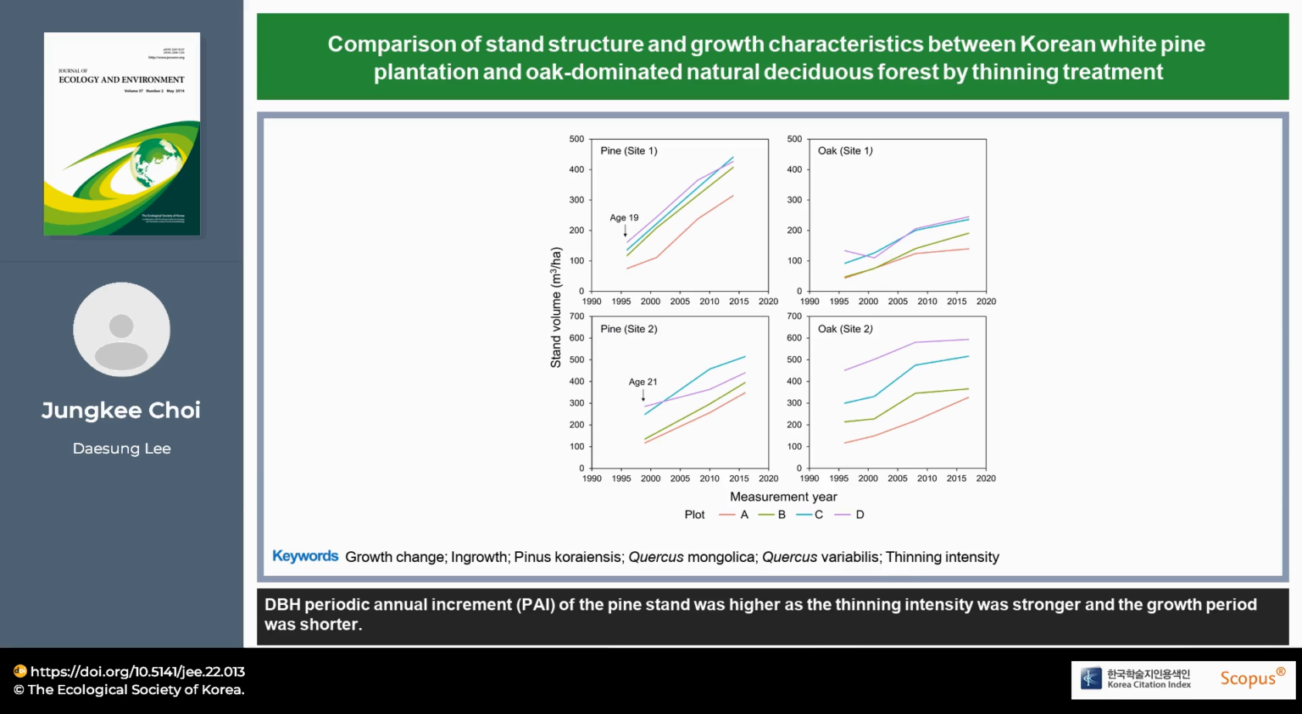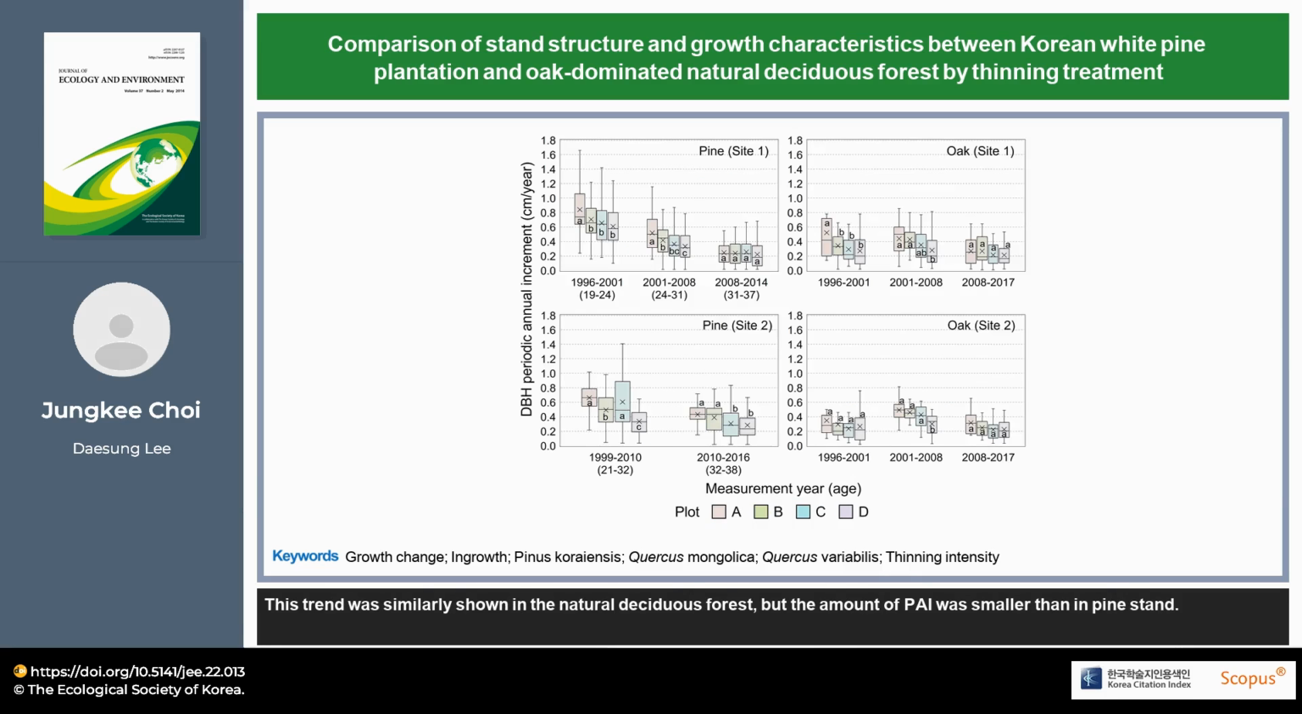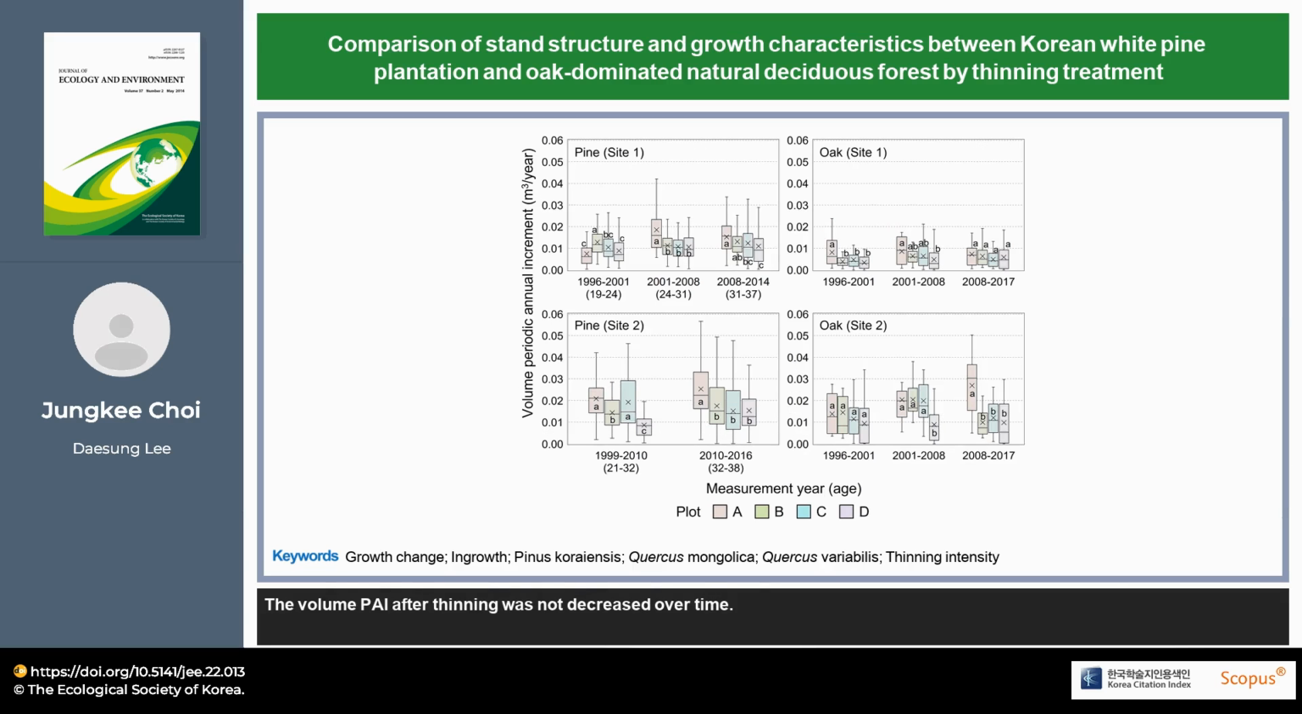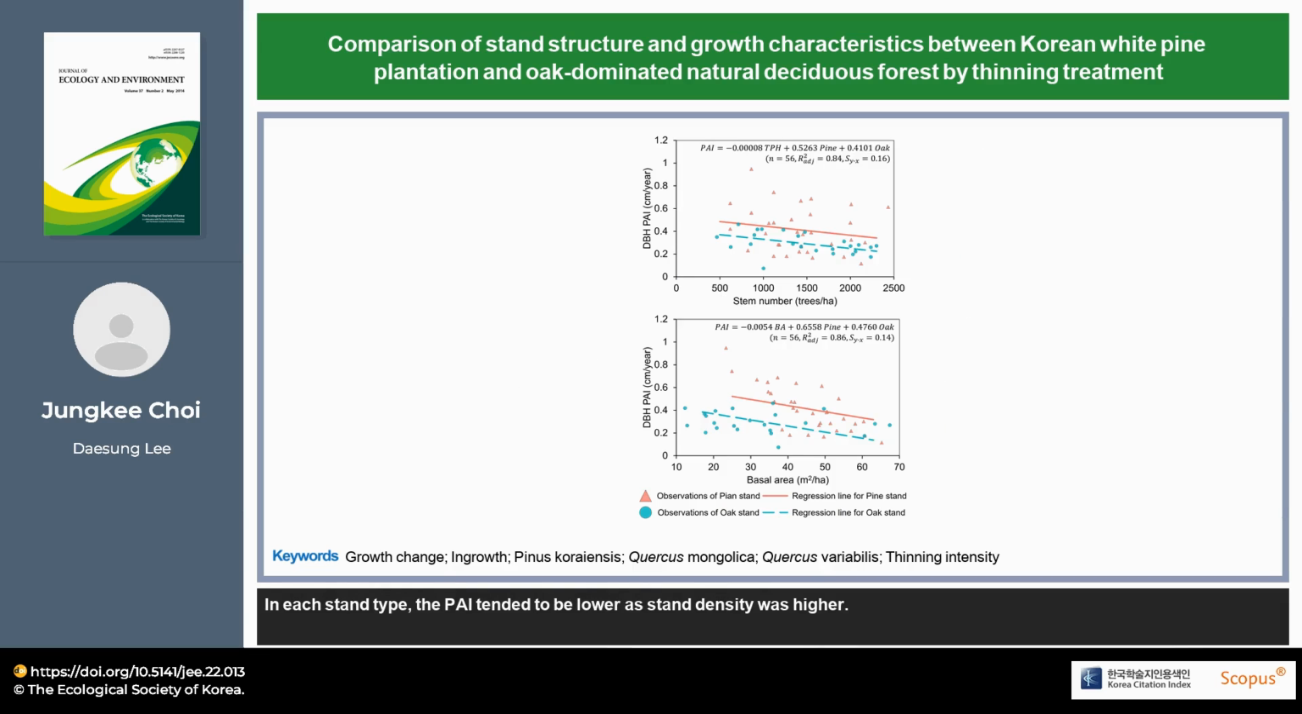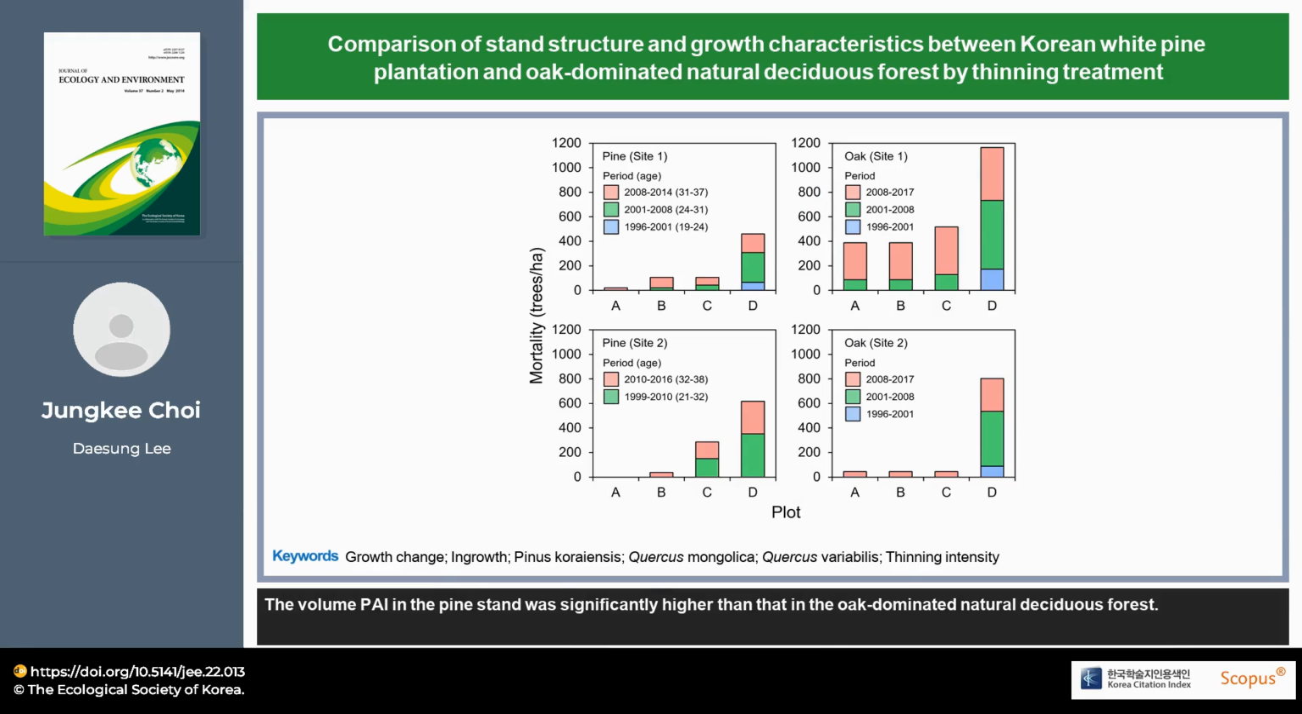growth period was shorter. This trend was similarly shown in the natural deciduous forest, but the amount of PAI was smaller than in the pine stand. The volume PAI after thinning was not decreased over time. In each stand type, the PAI tended to be lower as stand density was higher. The volume PAI in the pine stand was significantly higher than that in the oak-dominated natural deciduous forest.